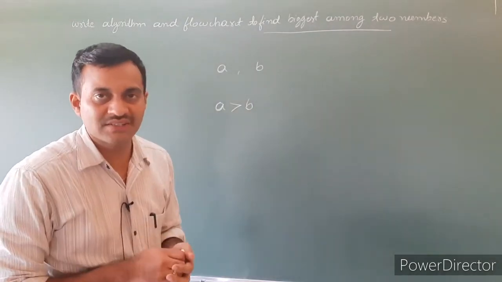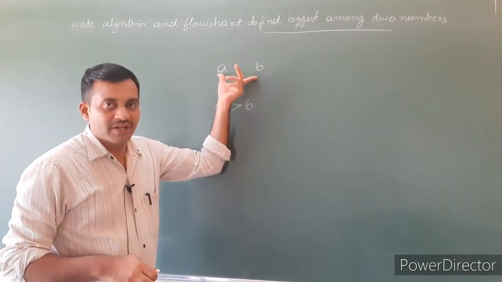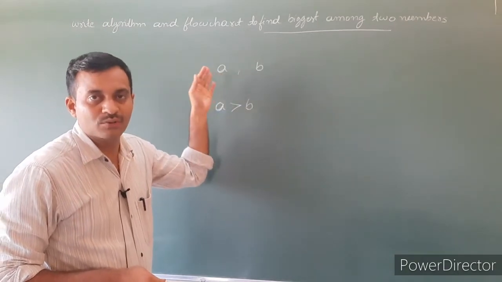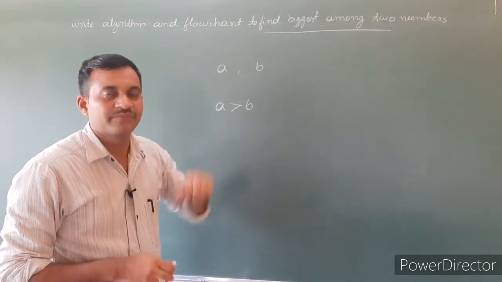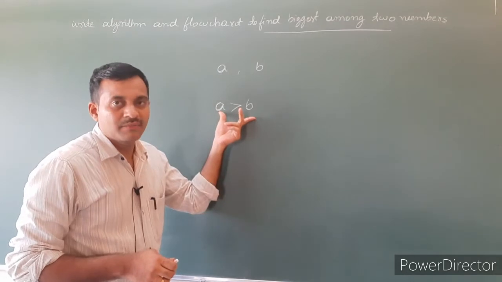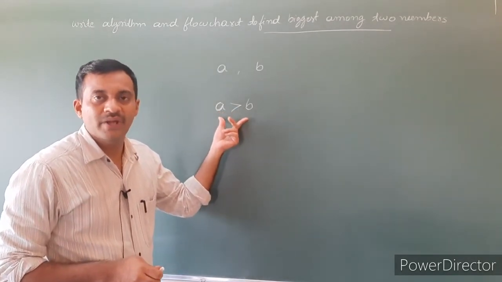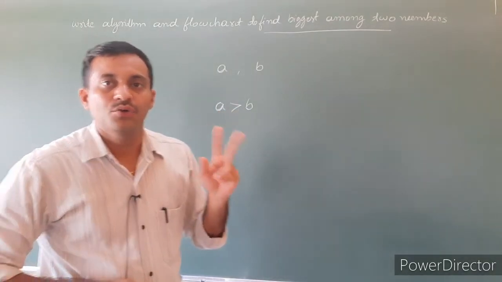So our process is, first read two numbers. Here the two numbers are A and B. Then compare A and B using the greater than symbol. There are two decisions.